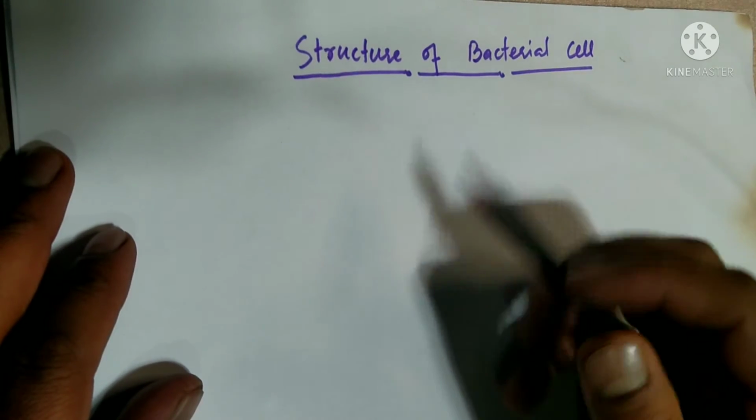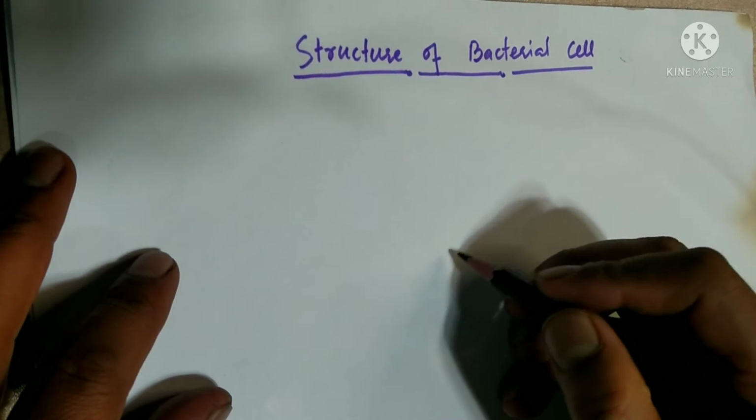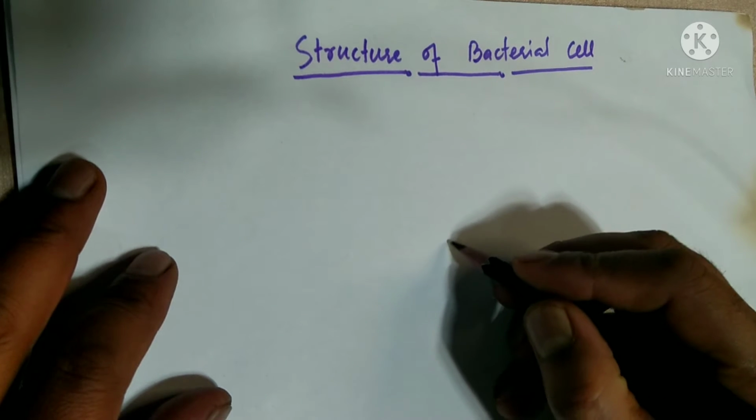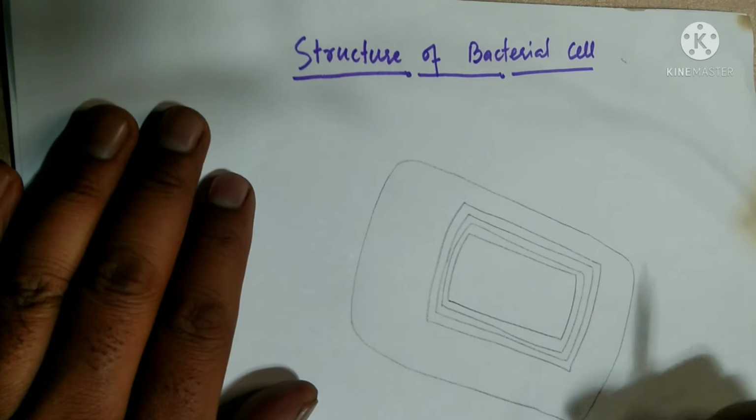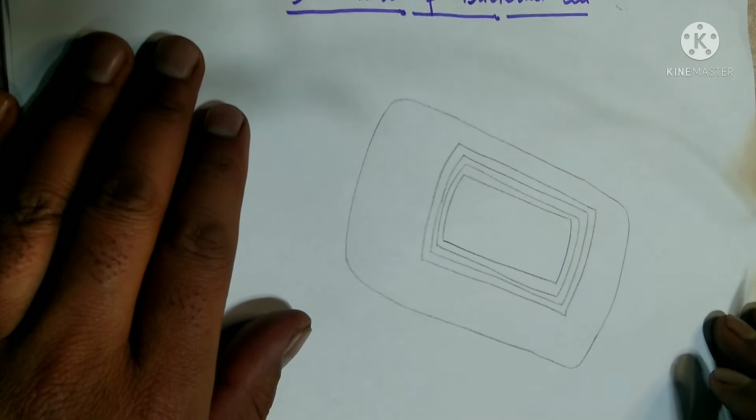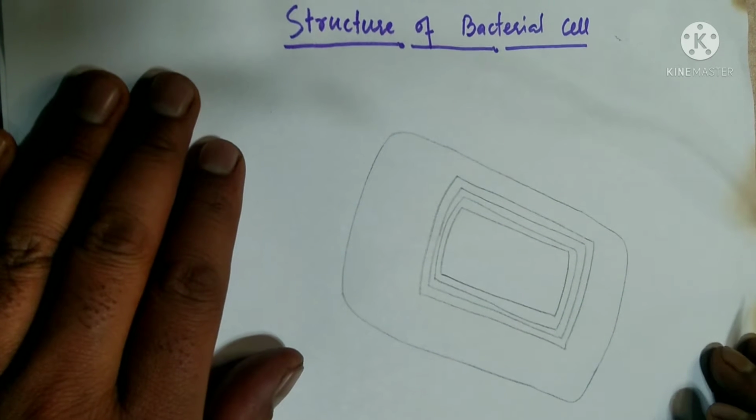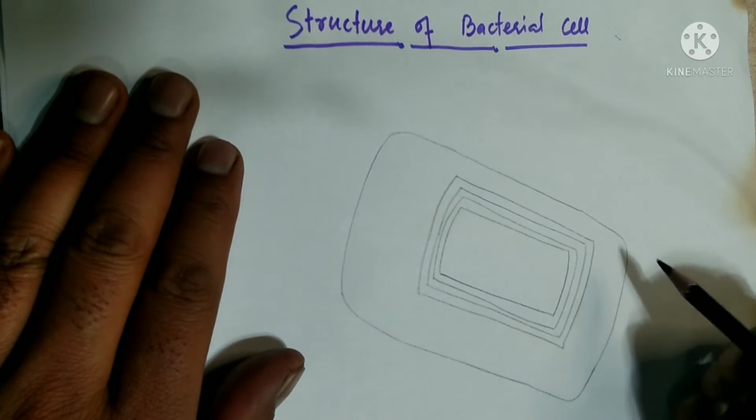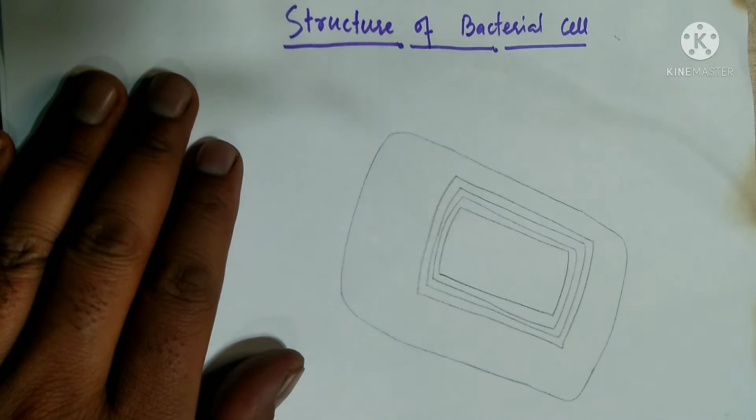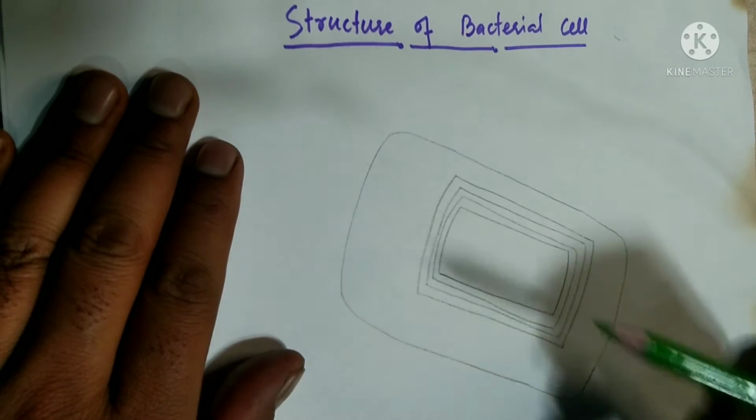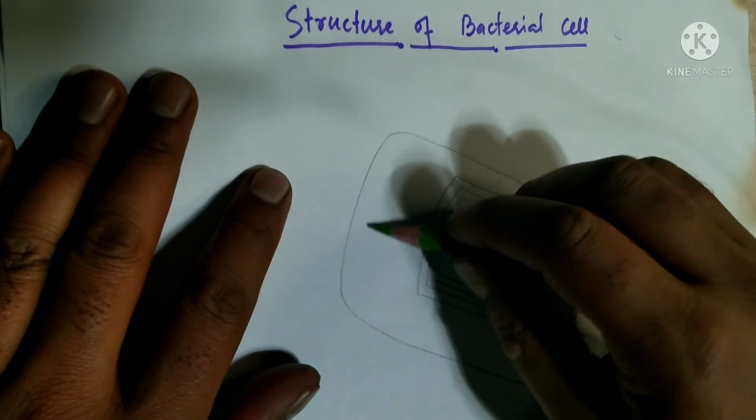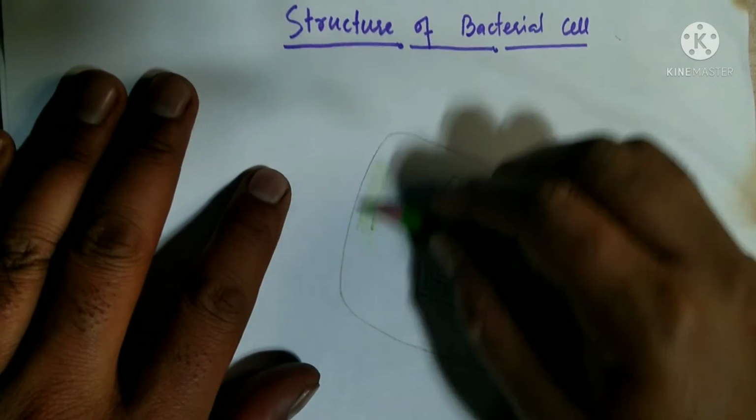Structure of bacterial cell. Today we will learn how to draw the bacterial cell. So let us draw the structure. This is the sketch. Now I would like to color the structure. Externally, I'll use the green pencil.